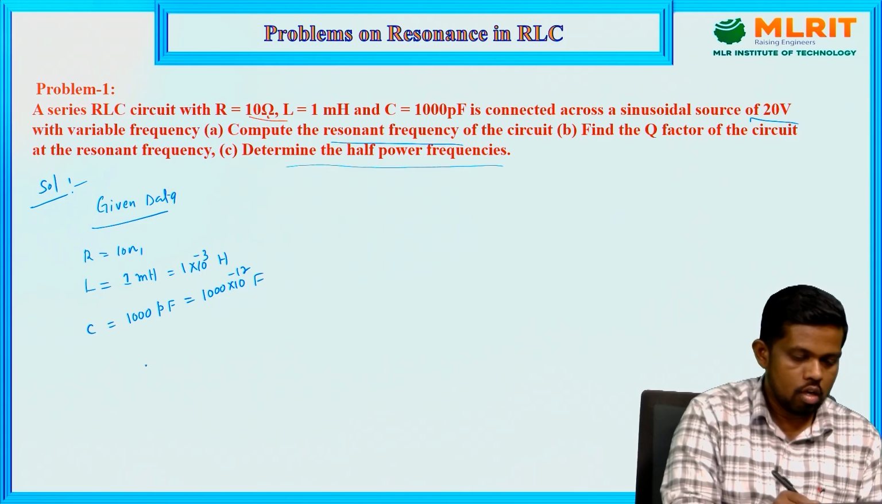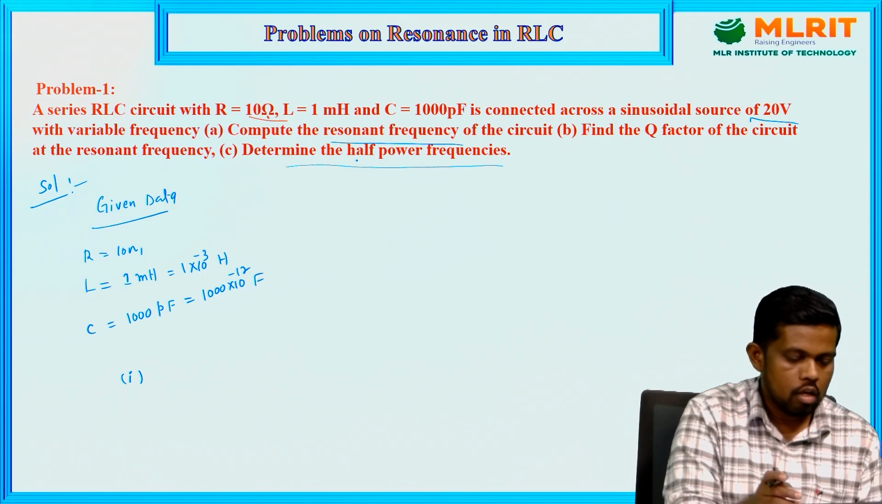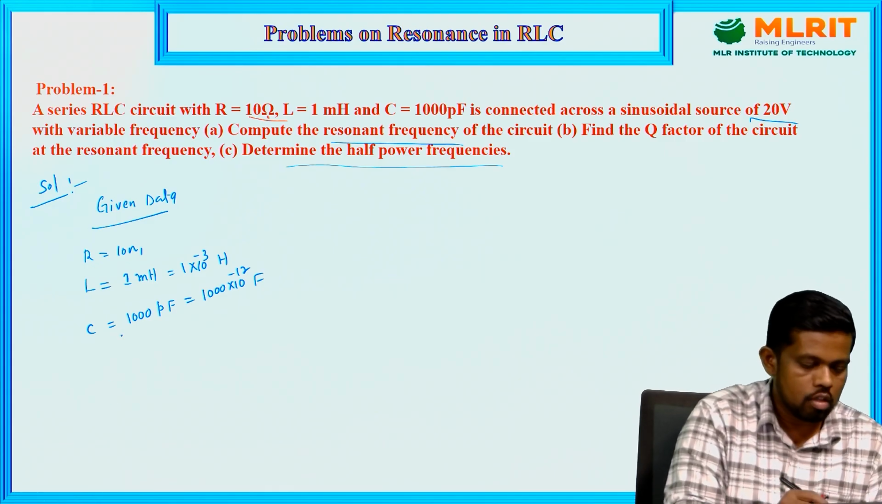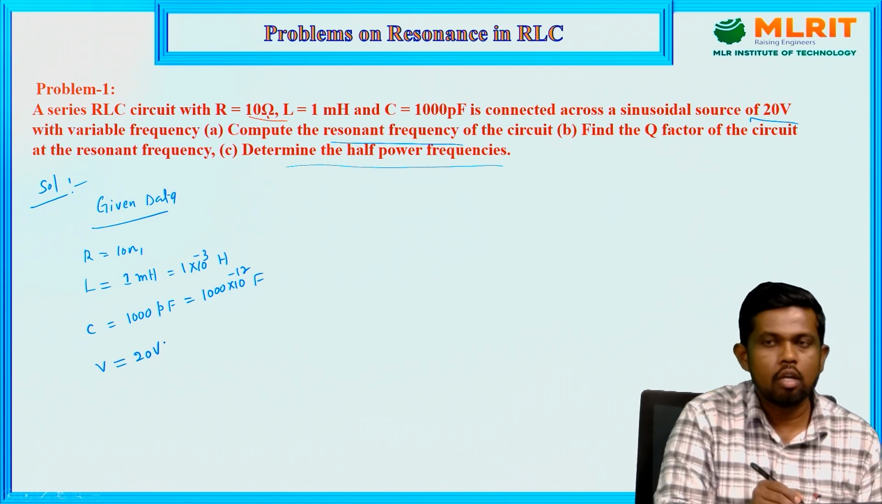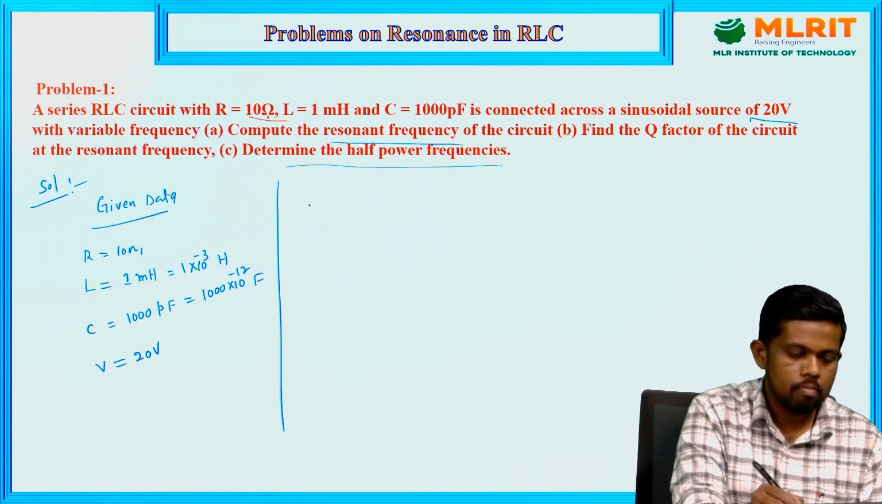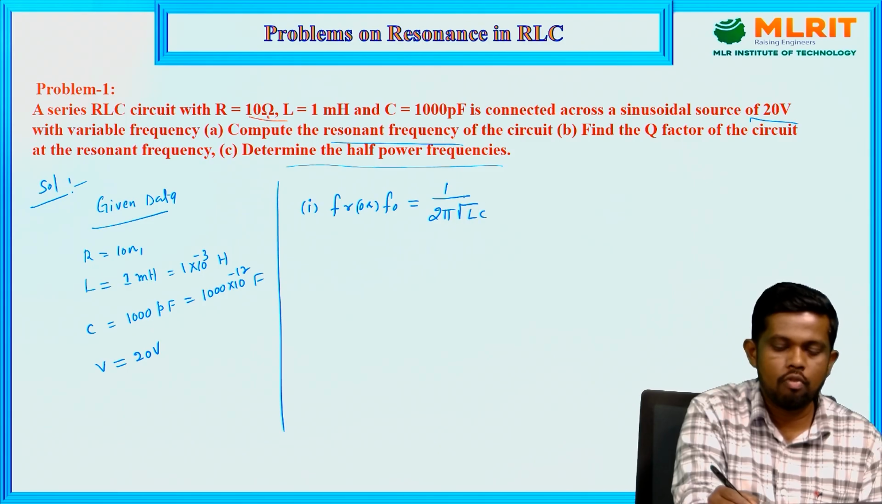Also given is one more value, 20. What is 20? It is the applied voltage. Under the resonance condition, the voltage appearing across the circuit is equal to 20 volts. That is the sinusoidal or AC voltage given as 20 volts. Based on that, the very first question asked is FR, the resonant frequency, or sometimes we can also say F0, that is 1 by 2 pi root LC. This is the formula of FR.